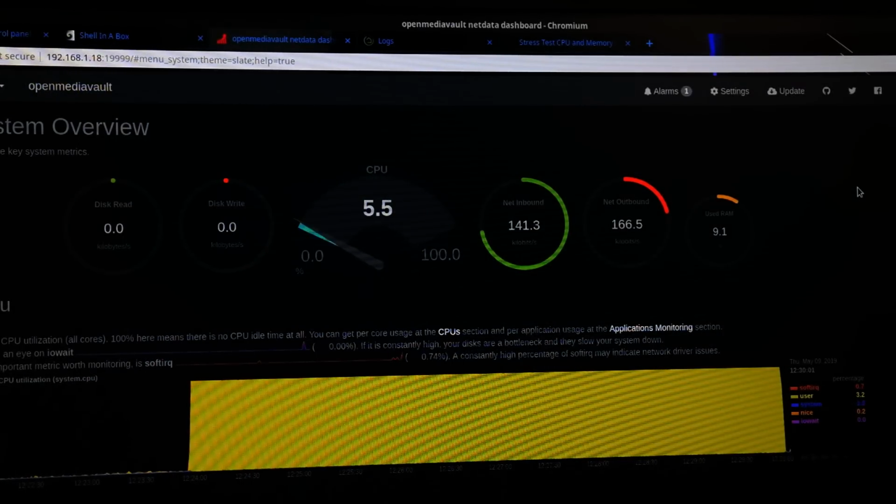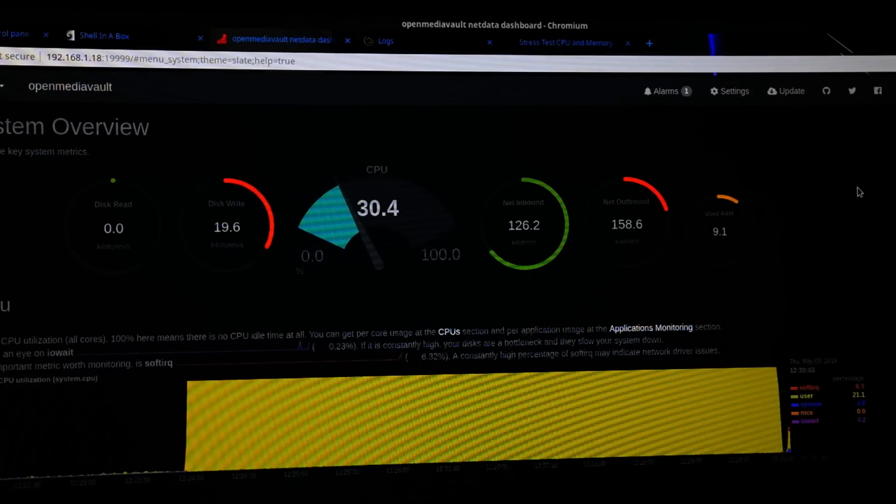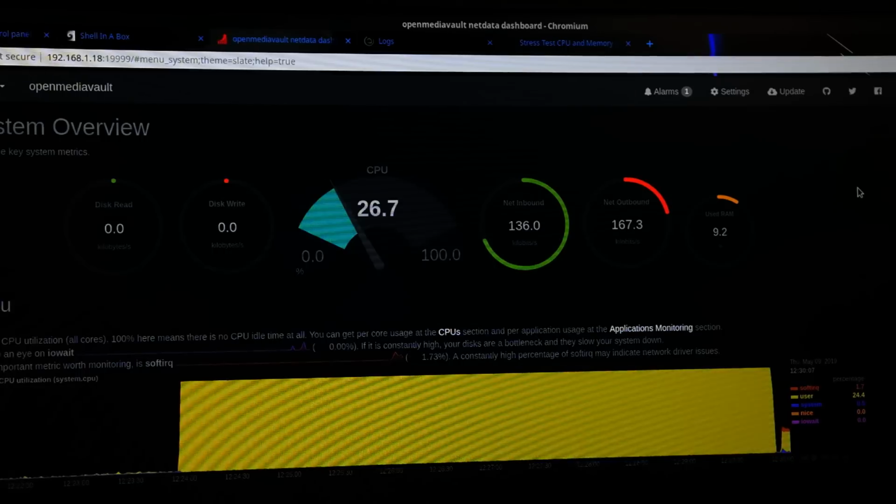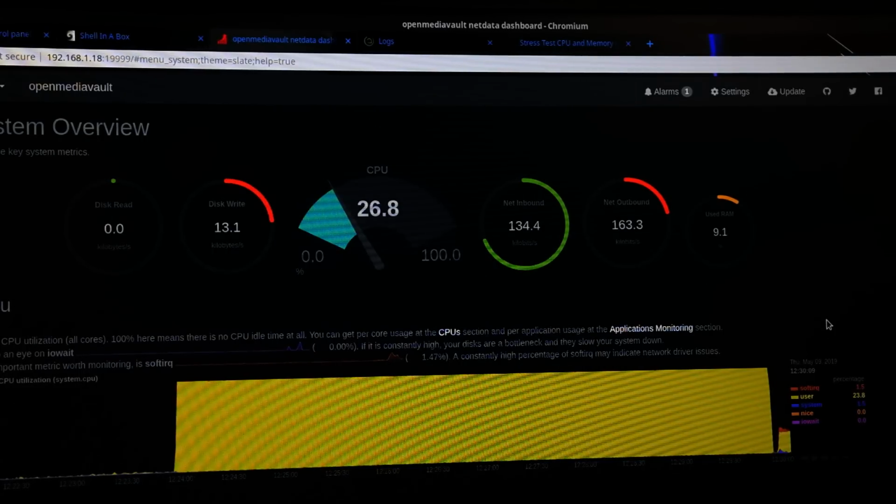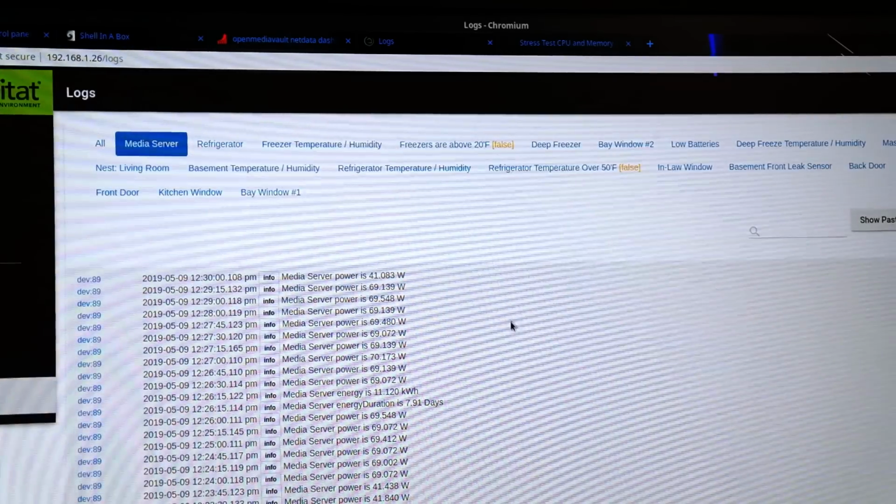Okay, and that's the end of our stress test. Actually, 6 minutes, because I put in 360 seconds instead of 300. No big deal. So now we're back down to normal. And let's take a look at our power logs.